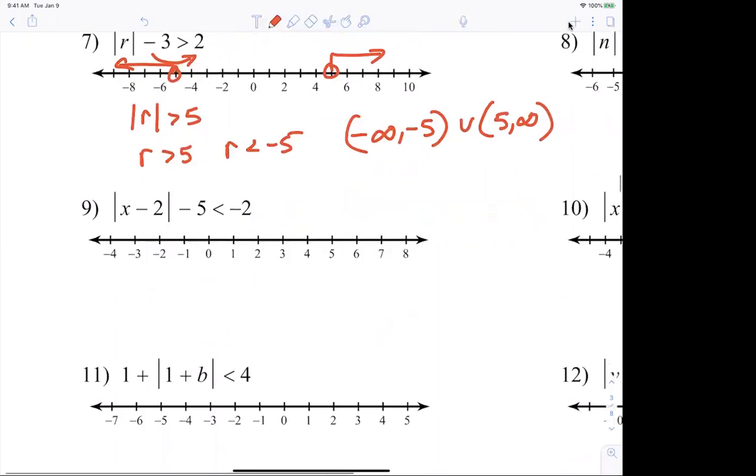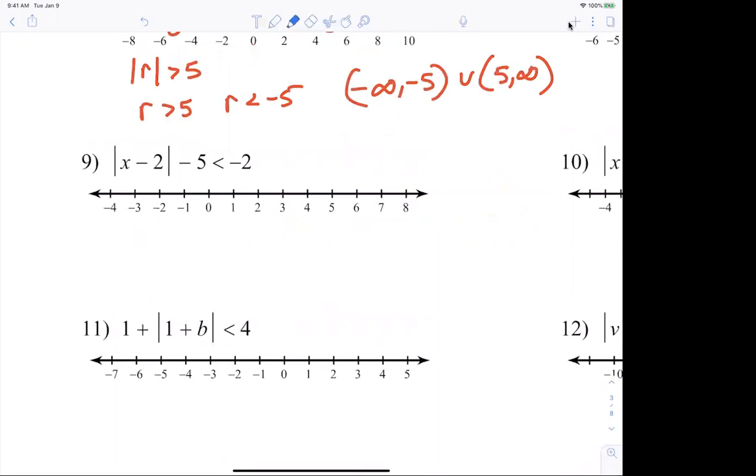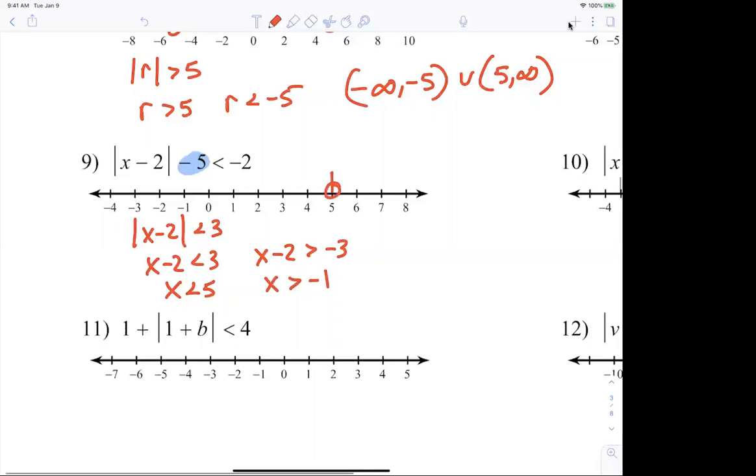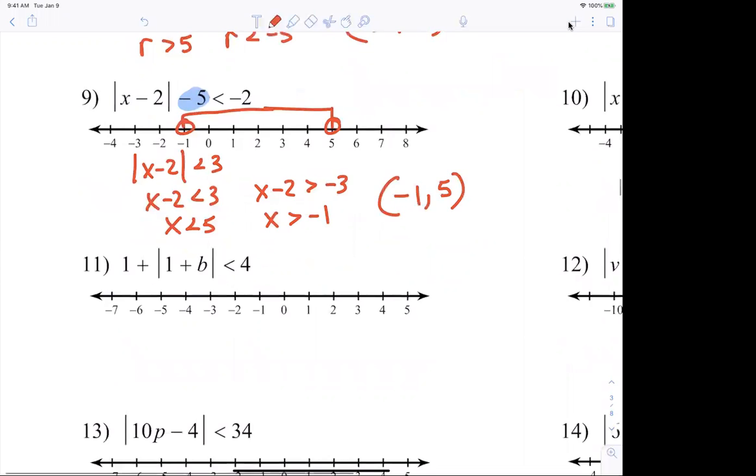All right. Number 9, remember we have to isolate first. I've got to get rid of this negative 5. We'll say the absolute value of x minus 2 is less than 3. So x minus 2 is less than 3 and x minus 2 is greater than negative 3. X is less than 5, x is greater than negative 1. So if you're less than 5 and greater than negative 1, that means everything between negative 1 and 5.